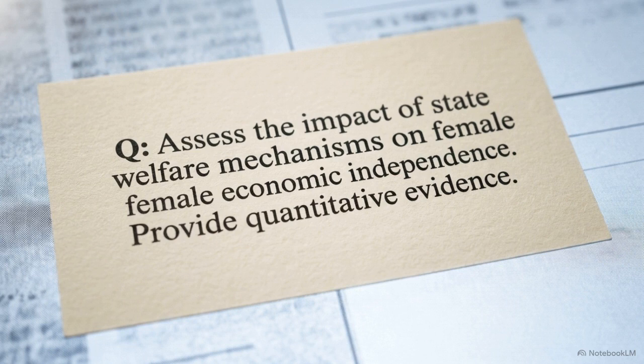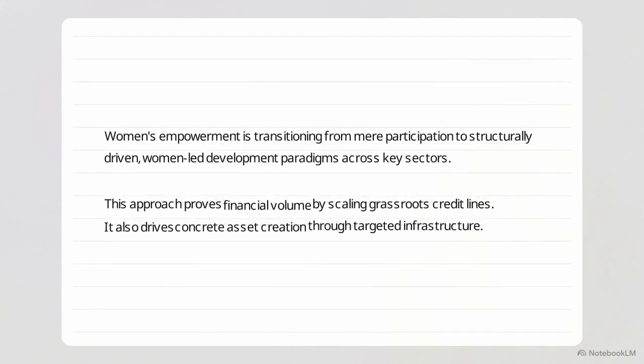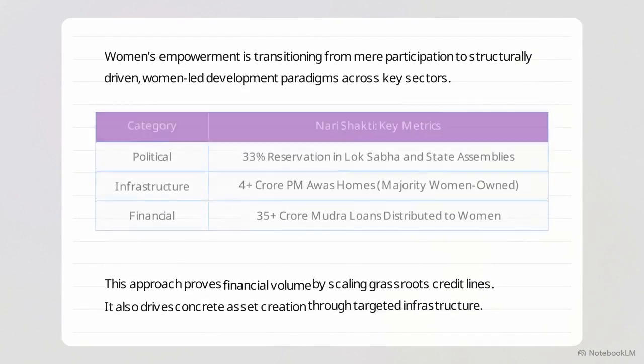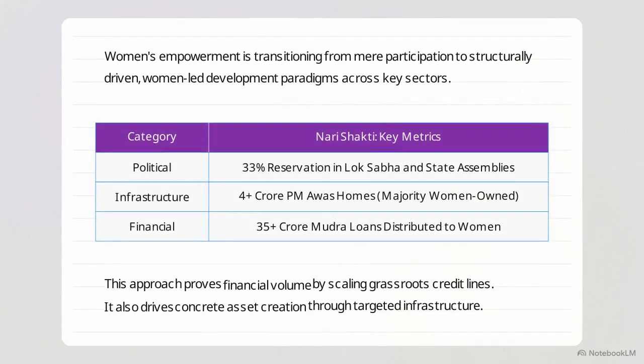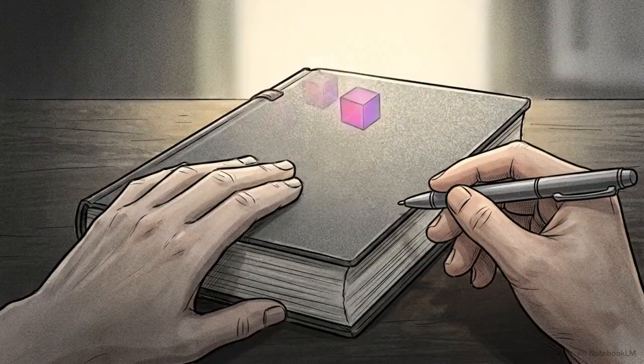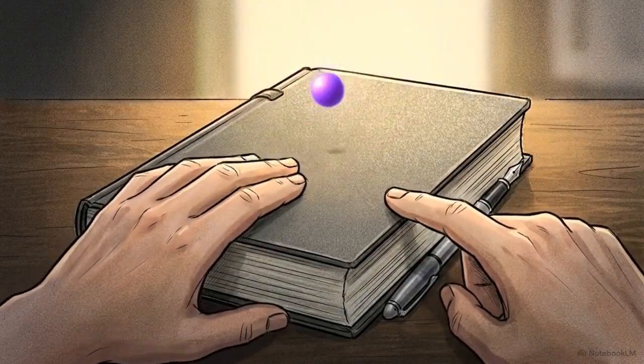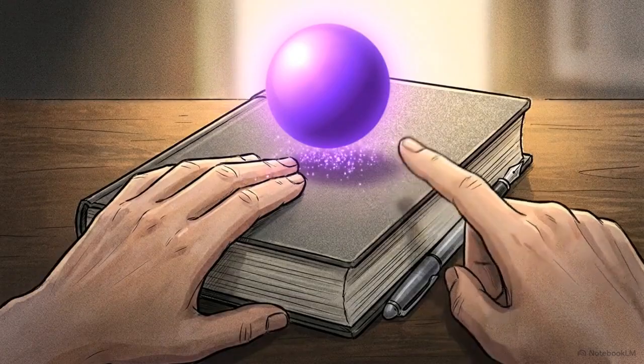Substantiate with recent data. You don't need to search for your answers in the exam hall. You slot your Nari Shakti table directly into the body paragraphs. You cite the 35 crore mudra loans to prove financial volume, and the 4 crore majority women-owned homes to prove concrete asset creation. The data builds the argument for you. Lock these 3 data structures into your revision notebooks right now. Apply them in your next mock test. Keep extracting, and I'll see you in the next session.